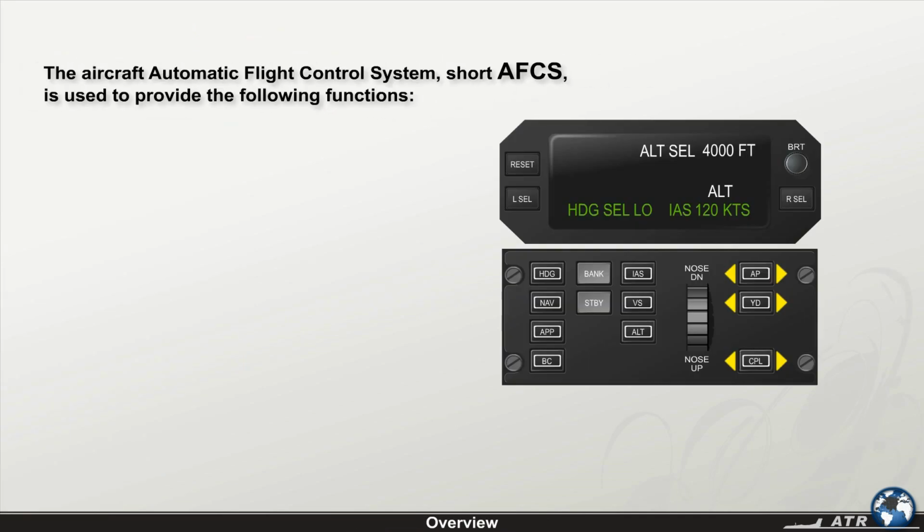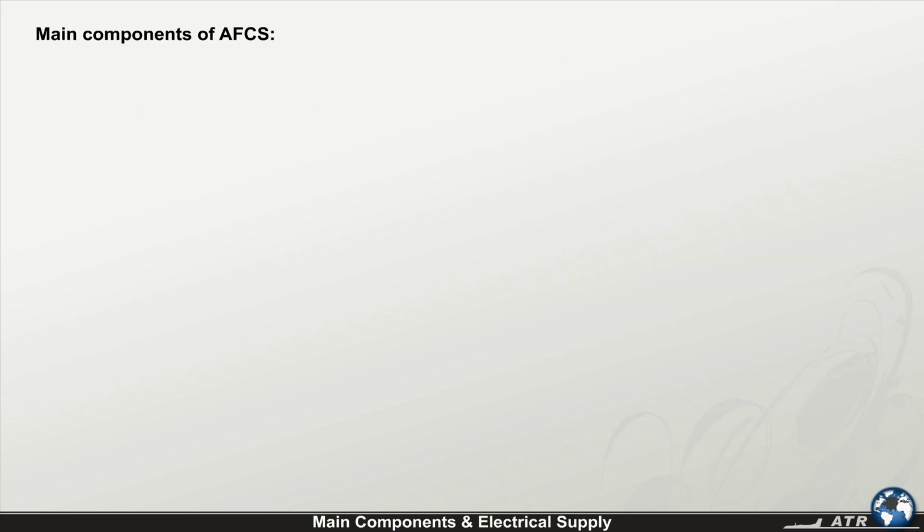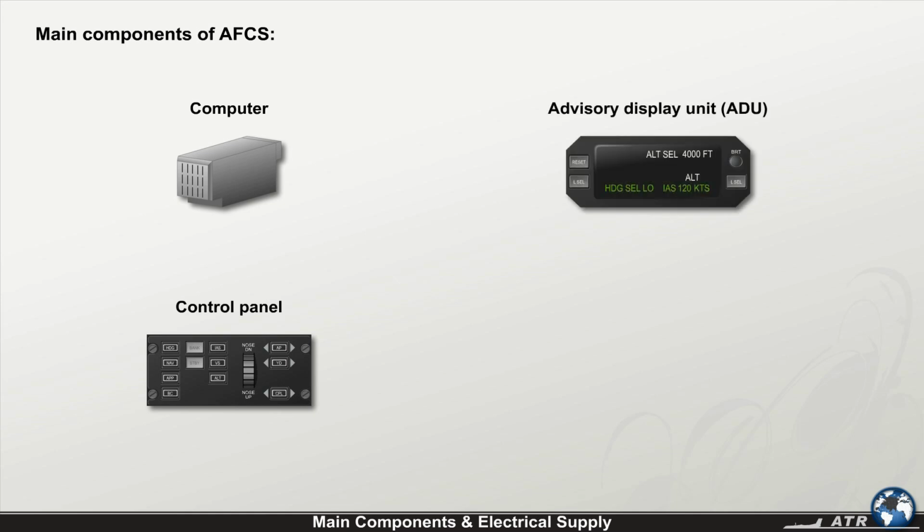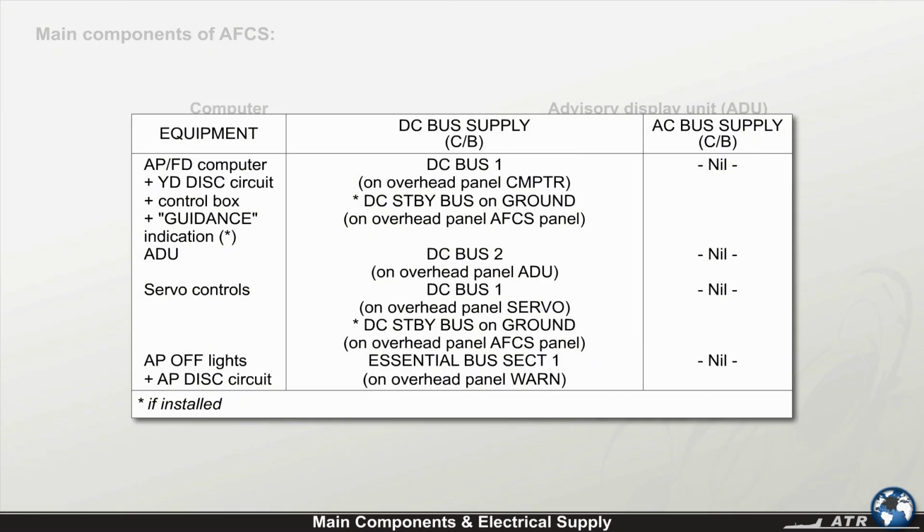The Aircraft Automatic Flight Control System, short AFCS, is used to provide the following functions: Autopilot and/or Yaw Damper functions, Flight Director functions, Altitude Alert function. The main components of the AFCS are: 1 computer, 1 control panel, 1 advisory display unit, ADU, 3 servo actuators, 1 actuator for each axis. Refer to this table for electrical power supply for the automatic flight control system.